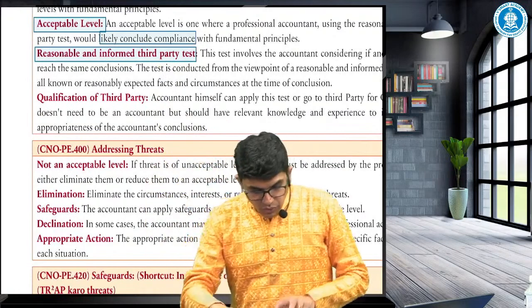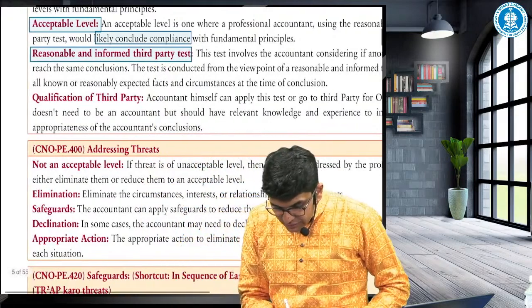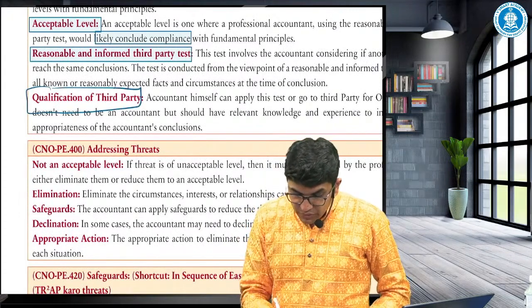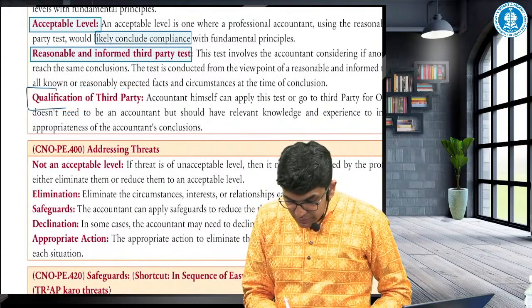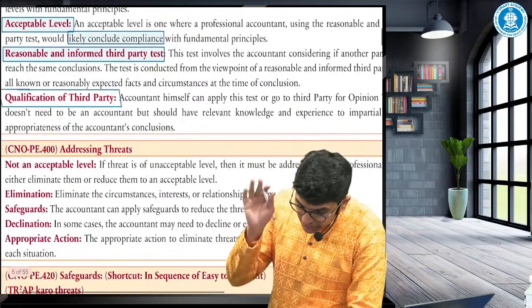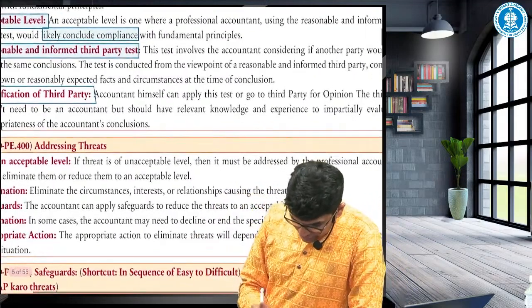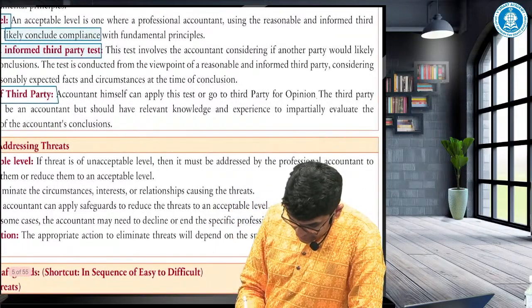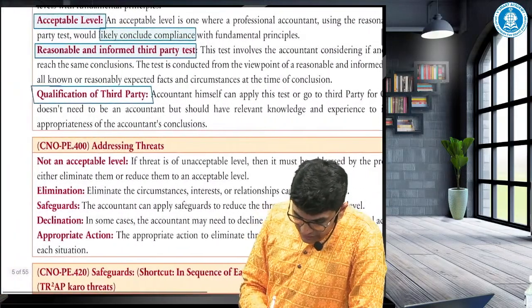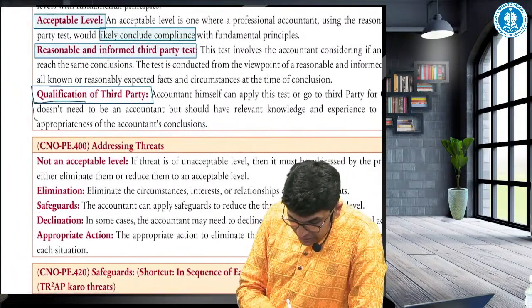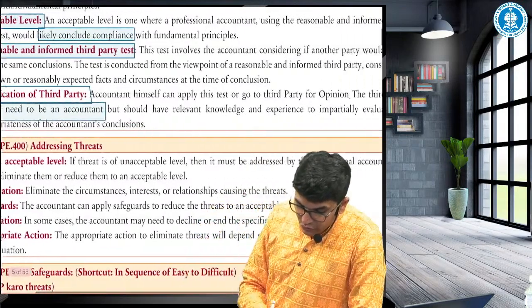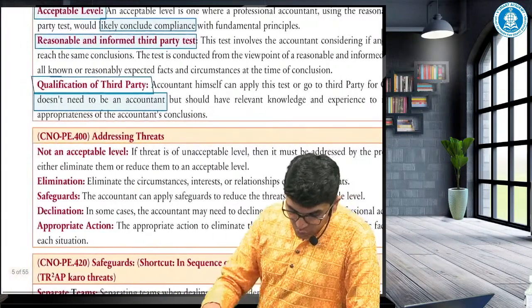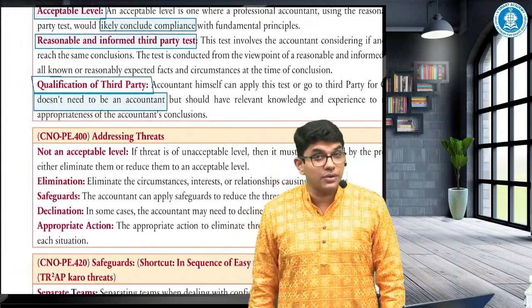Who can be this third party? Very important. See, there are questions on this. The accountant himself can apply this test or go to a third party for opinion. The third party doesn't need to be an accountant. The third party doesn't need to be a chartered accountant, but must have relevant knowledge and experience to impartially evaluate the appropriateness of the accountant's conclusion. Need not be an accountant.